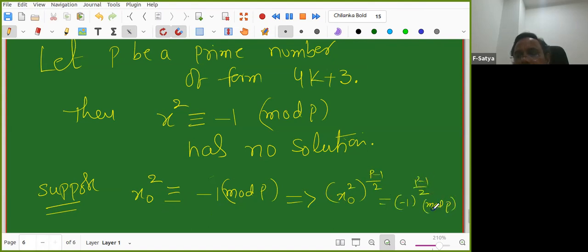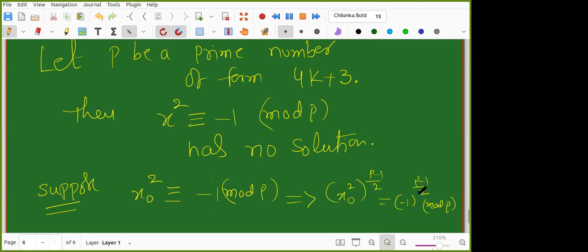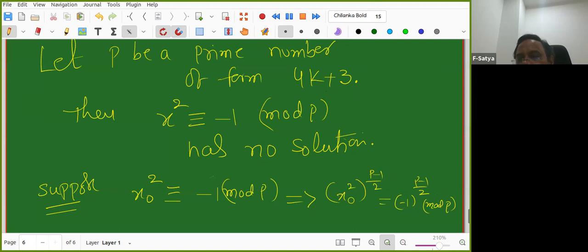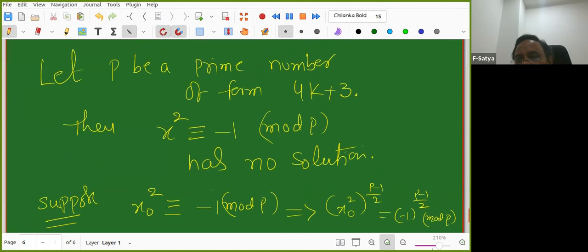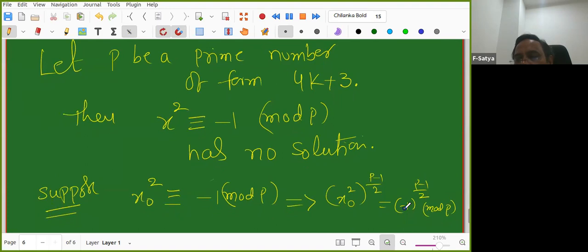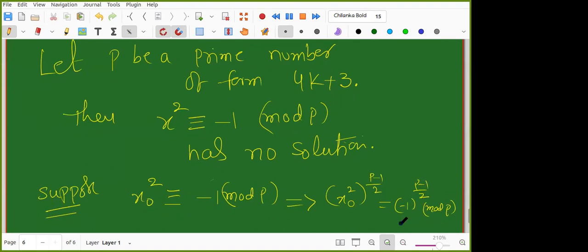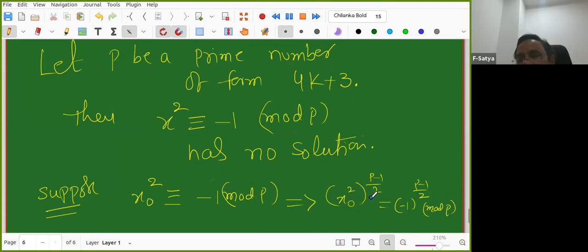See, Gaurav observed, na? (p minus 1) by 2, when p is of the form 4k plus 3, what can you say about (p minus 1) by 2? Even or odd? Yes, it is odd. That's what you told about the quadratic residues, it is odd. So minus 1 to the power odd, what do you get? Minus 1. But what is that, 2 gets cancelled?